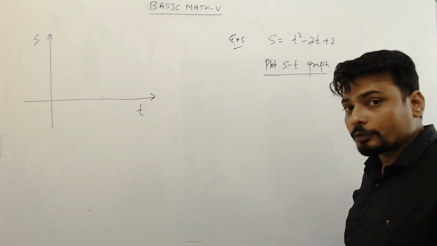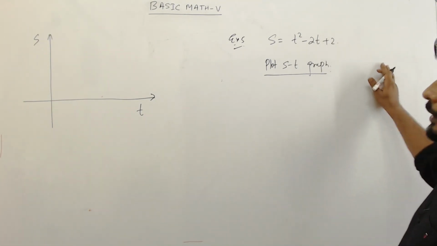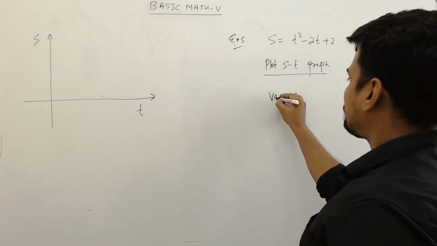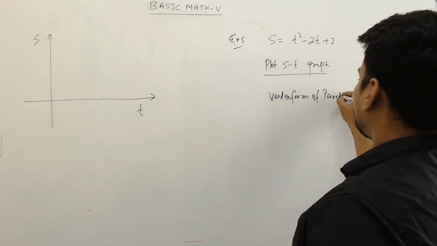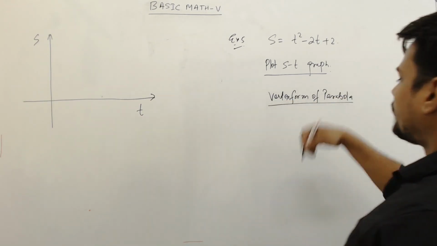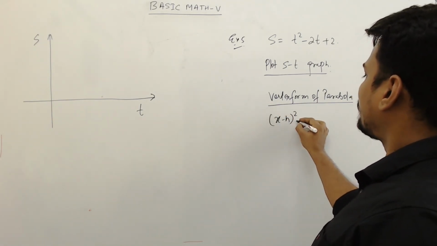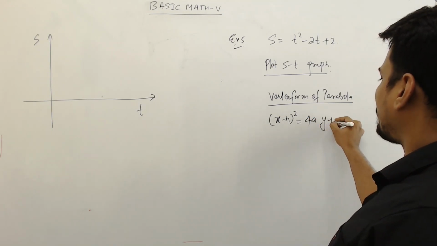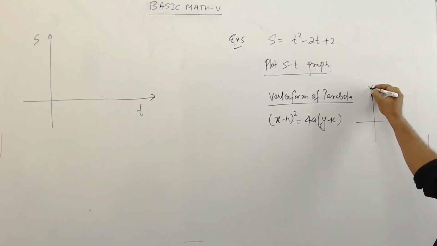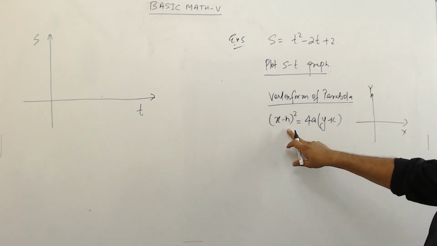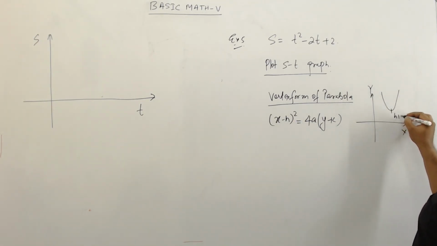So, first of all, let me help you understand with the concept of parabola. Now, you know the vertex form of the parabola that I've taught you. If you remember, probably in the second or third video, it is given as x minus h whole square is equal to 4a times y minus k. Then we have x and y axis, and this basically represents the parabola with vertex h comma k, somewhere like this. Let's say h comma k.